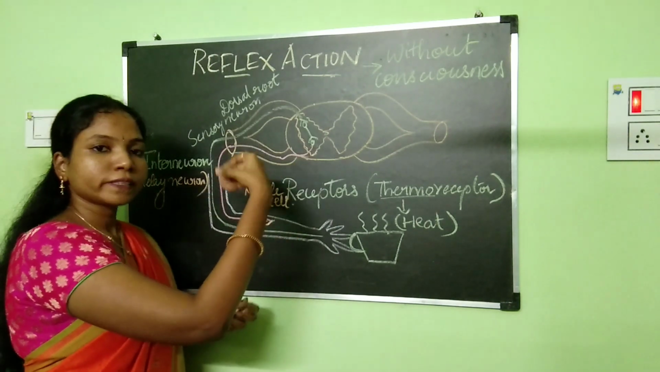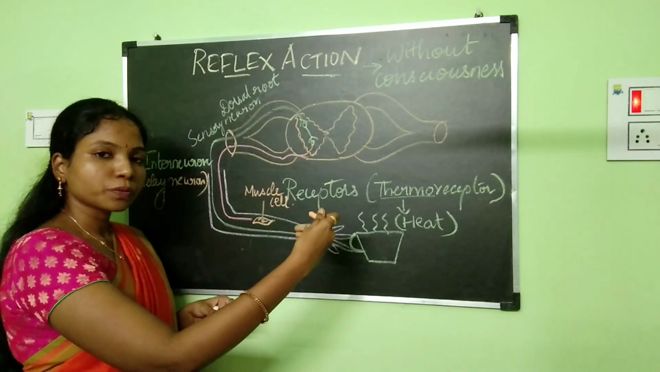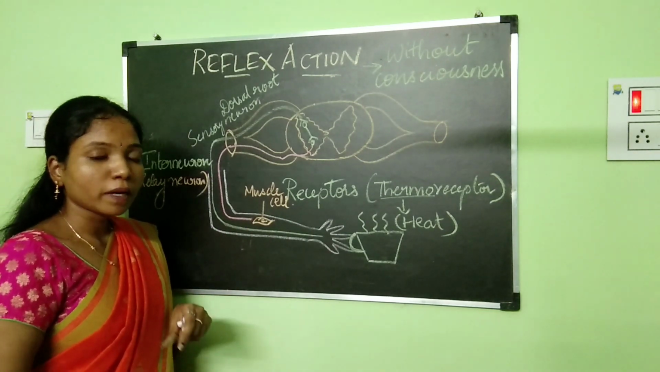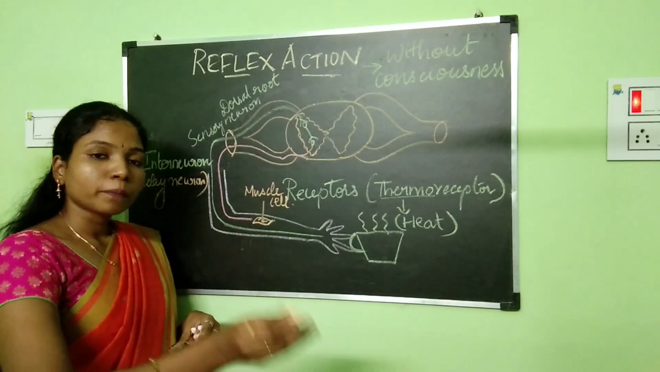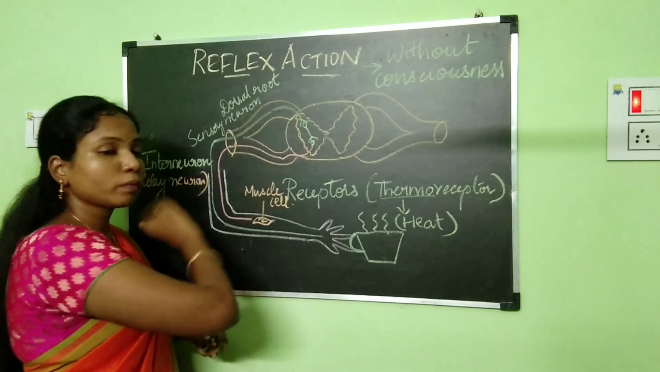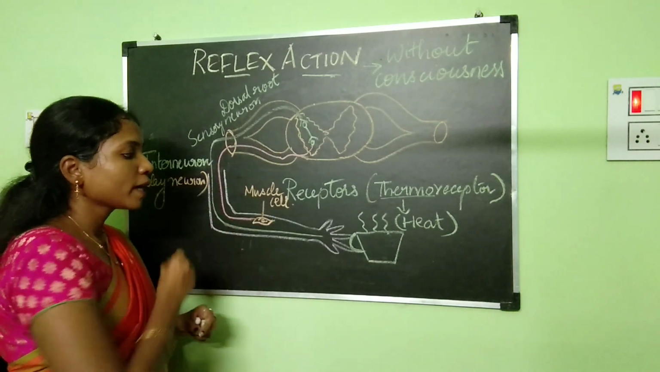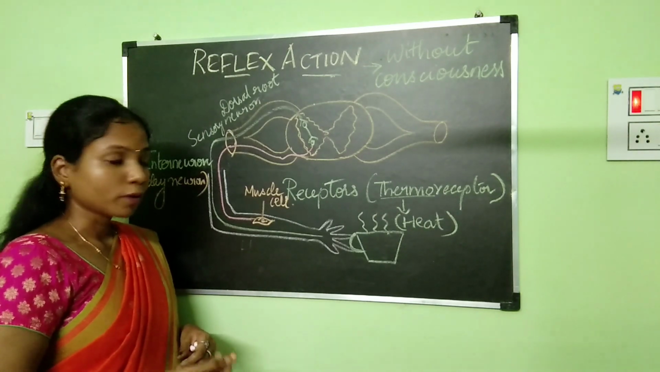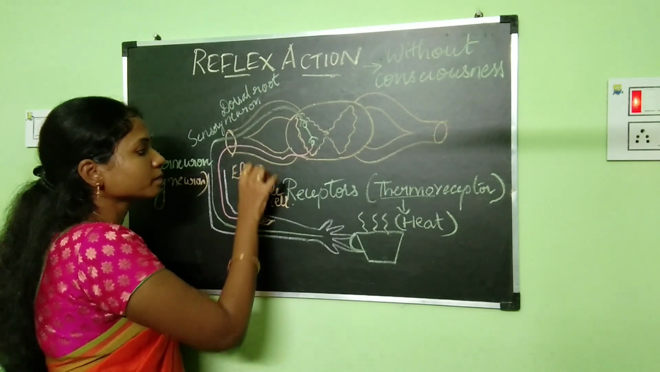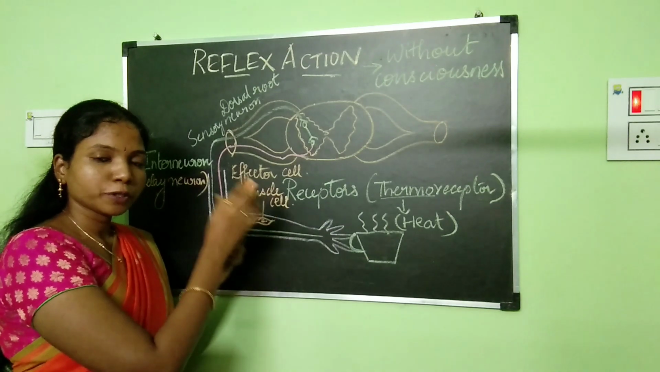Okay, so once the message has been interpreted, the spinal cord will send the message to the interneuron. The interneuron will pass the command. What is the command which is coming? The command is that the person has to take the hand away from the hot object. So that message will be passed on to the motor neuron. Then the motor neuron will carry the command to the muscle cell. Okay, the muscle cell is also known as the effector cell. So the message is going to be conveyed to the muscle cell.